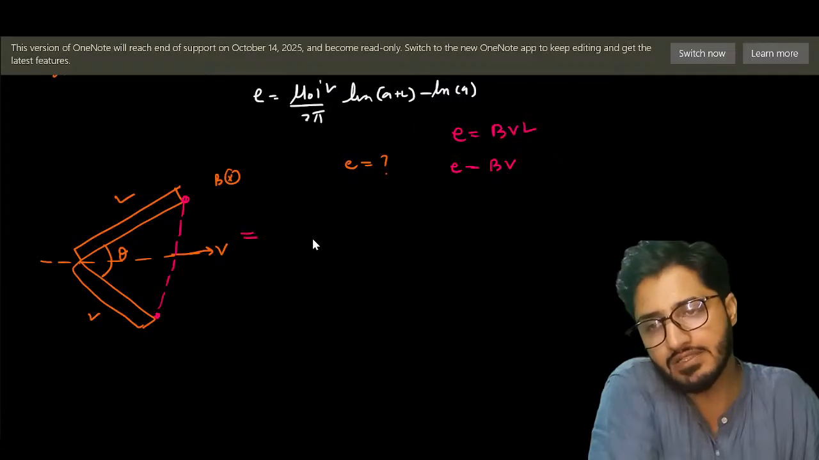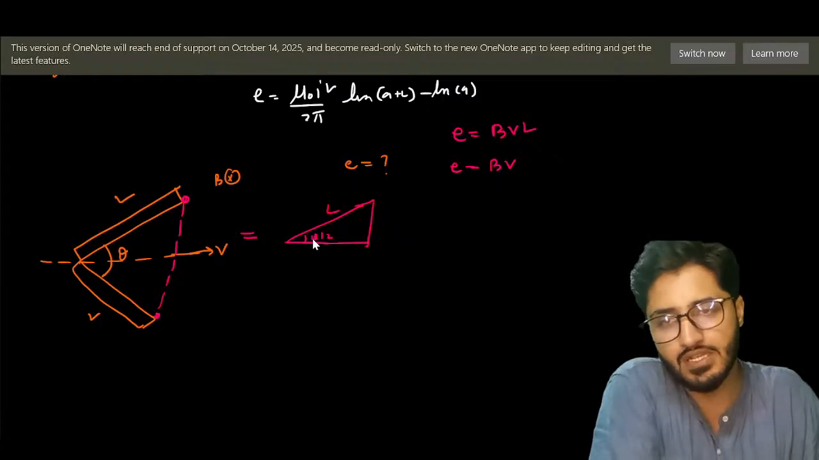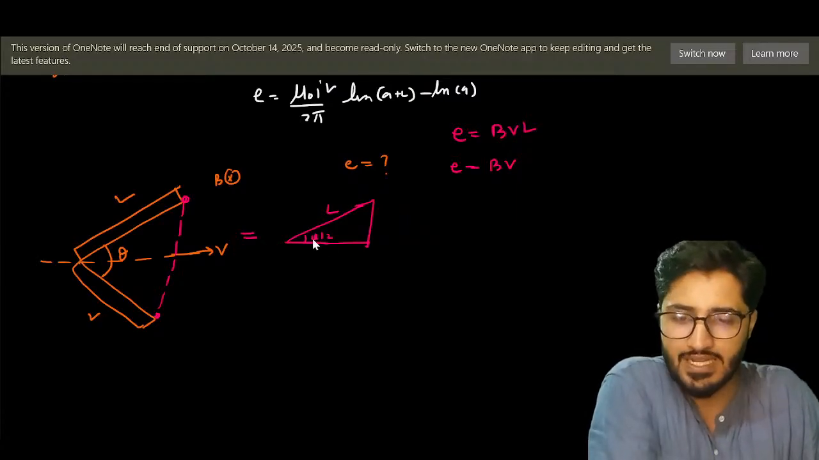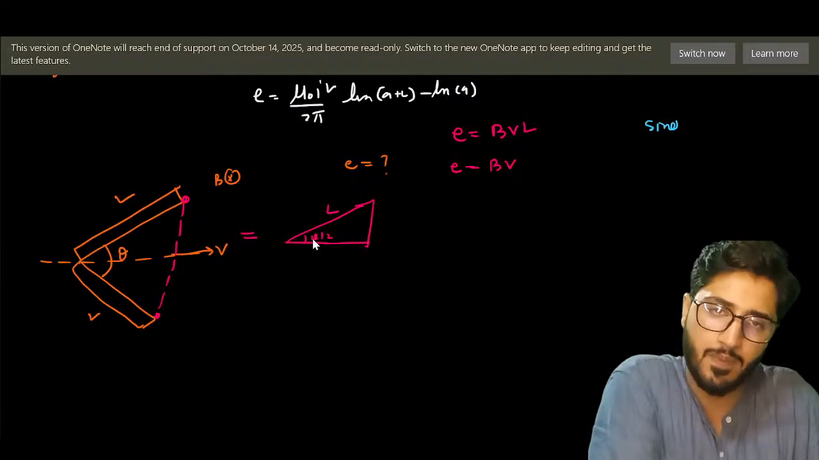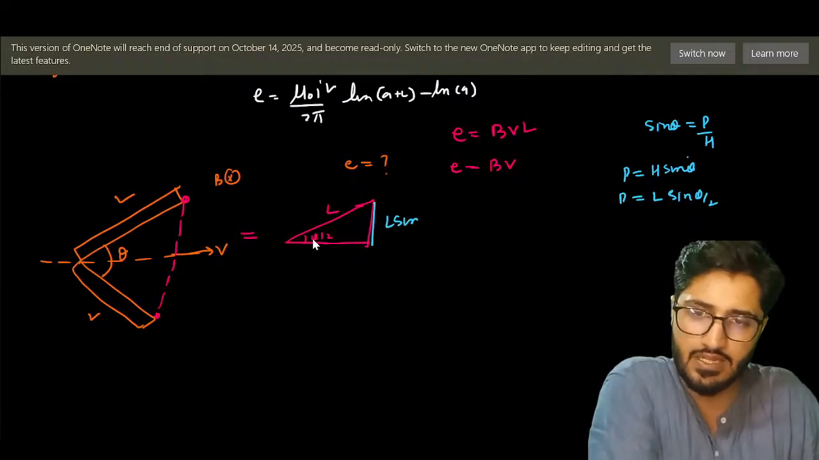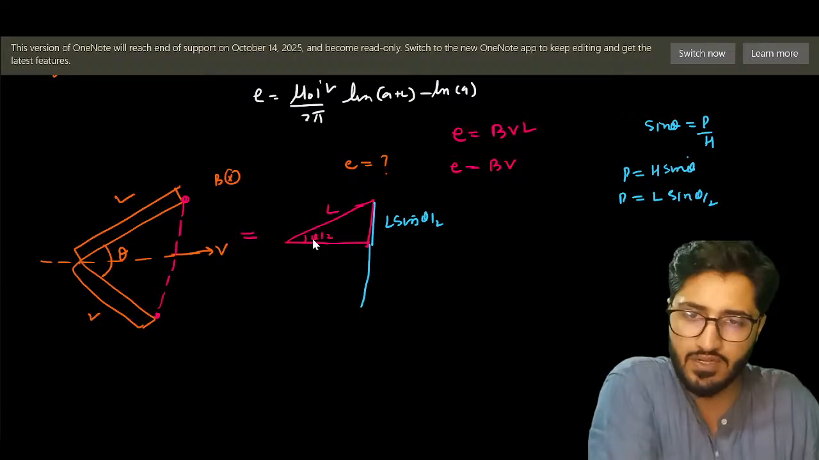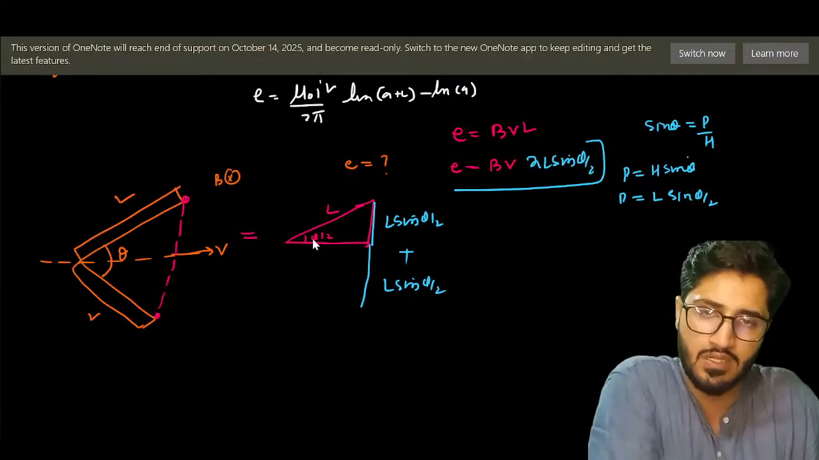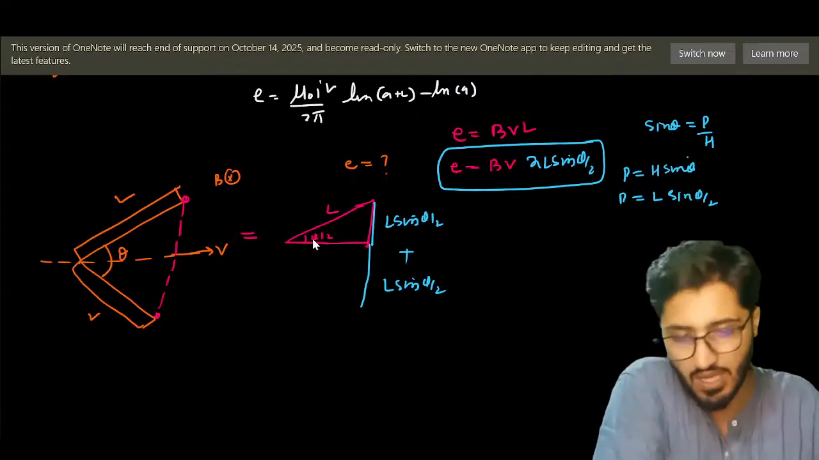If I write it like this, look, this is L, this angle is theta, so this will become theta by 2. So what will be this distance? This will be sine. What is sine theta? Perpendicular by hypotenuse, so perpendicular is H sine theta. Here hypotenuse is L and we have sine theta by 2, so this side becomes L sine theta by 2. But we are having double of it. So the whole is 2 times L sine theta by 2. This is my answer, and this is how you need to do it.